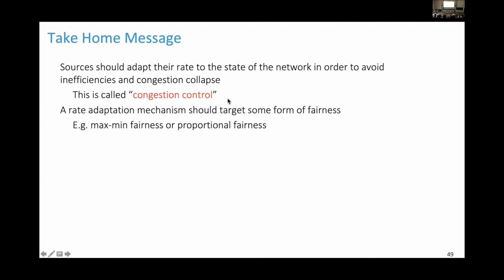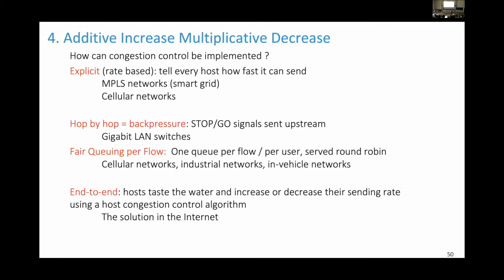Until now, we have seen that if we let sources send at whatever rate they want, we might have congestion collapse or congestion inefficiency. To avoid that, we should adapt the rate, and this is called congestion control. This rate adaptation should be maximally efficient and should target some form of fairness. We already observed max-min fairness and proportional fairness. But now the question is, how can congestion control be implemented in a network setting?